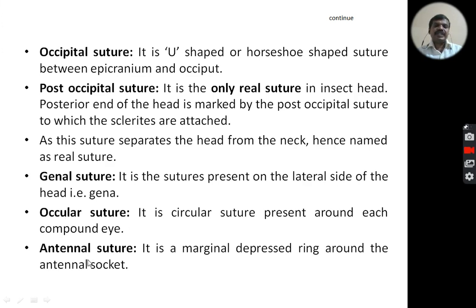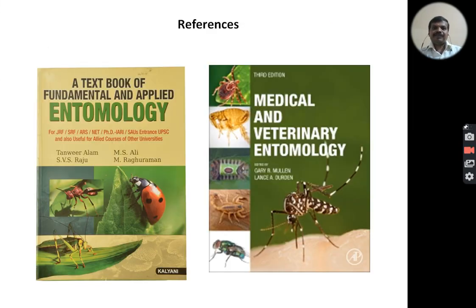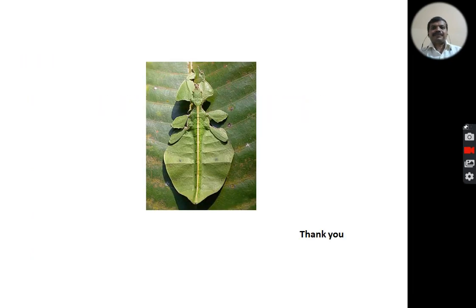The last one is the antennal suture. At the base of the antenna is usually the antennal socket from which the antennae arise. So this suture is called the antennal suture, which is usually present at the base of the antenna. So this is all about the sutures of the insect head. Thank you.